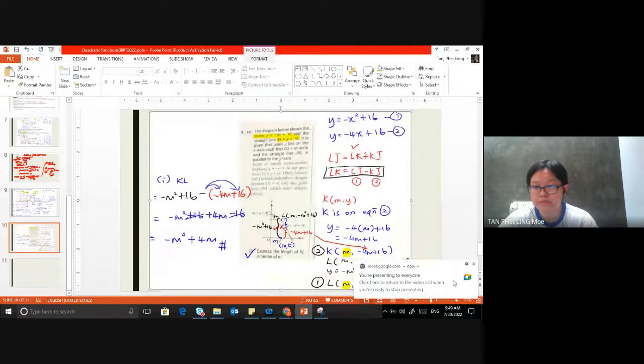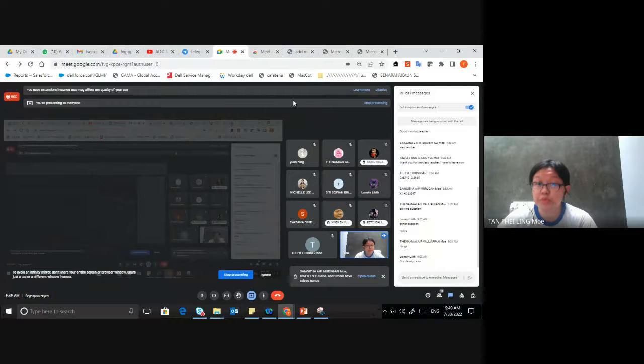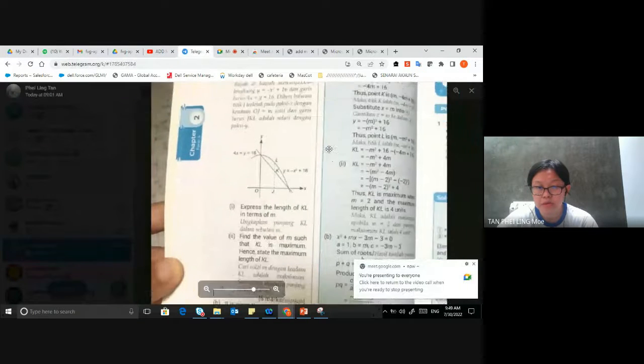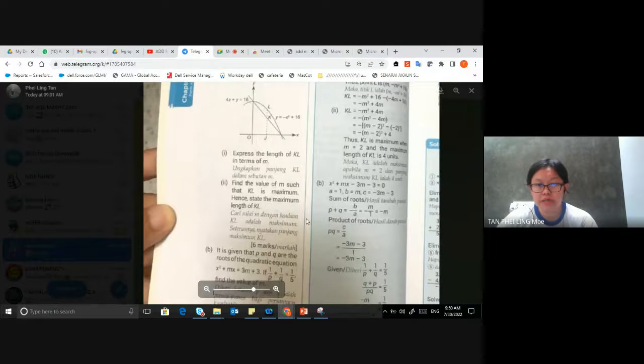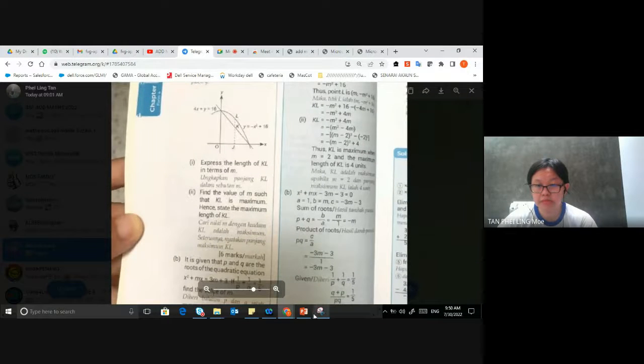Okay, let me place it here. So this is a good question, and this is an SPM level question. Let's move on to solve the next part. Now they ask you to find the value of M such that KL is maximum. Let me bring this part out.